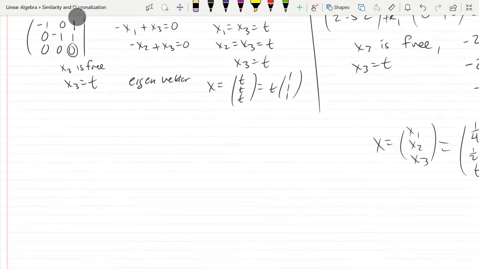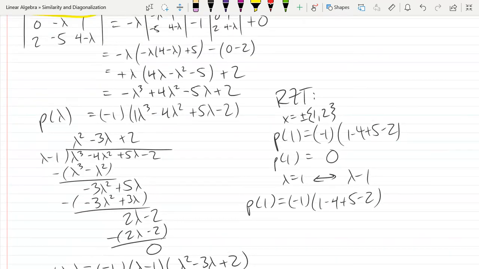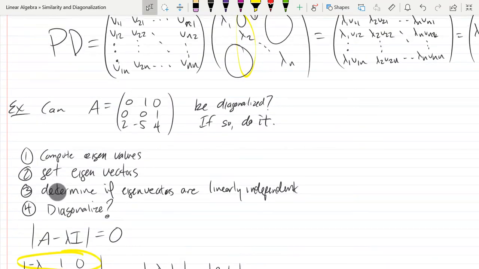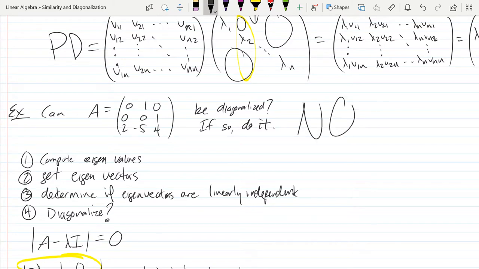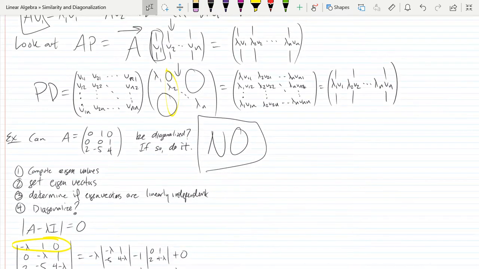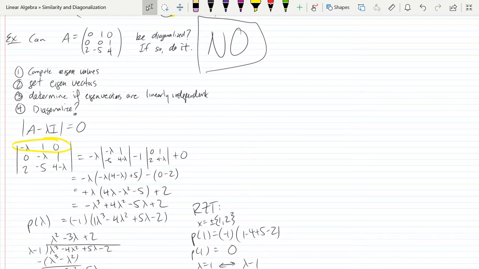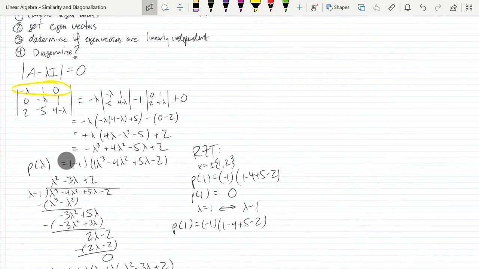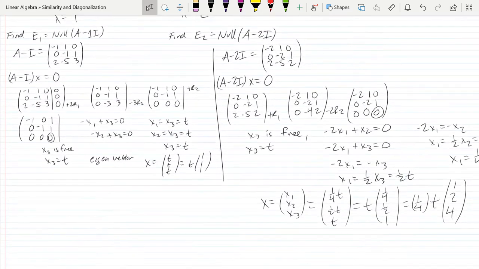Where is our, somewhere that question is. Can it be diagonalized? No, obviously. All right, so we'll do one more example. Man, that took a lot of brain power. It pretty much puts everything together in one question.